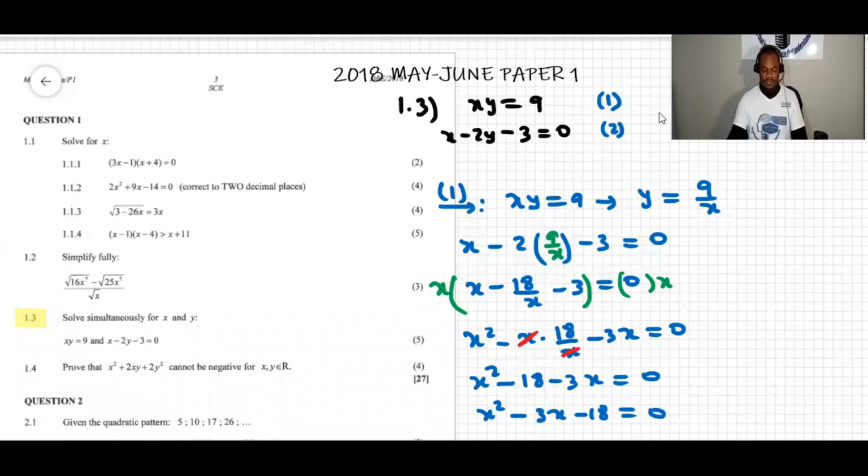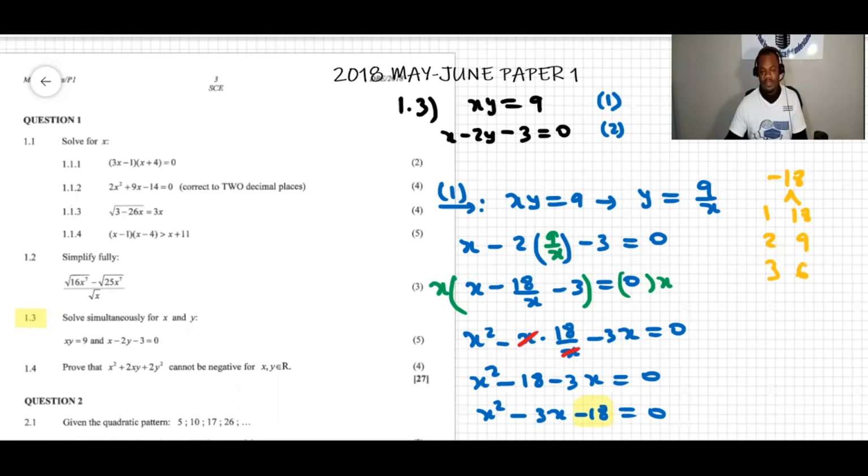Now we're going to consider the last term, the constant term, which is negative 18. I want to list all the factors of 18, because I need to solve this by factorization. In ascending order: 1 and 18, because 1 times 18 makes 18; 2 and 9, because 2 times 9 makes 18; 3 and 6, because 3 times 6 makes 18. And that's all the factors of 18.